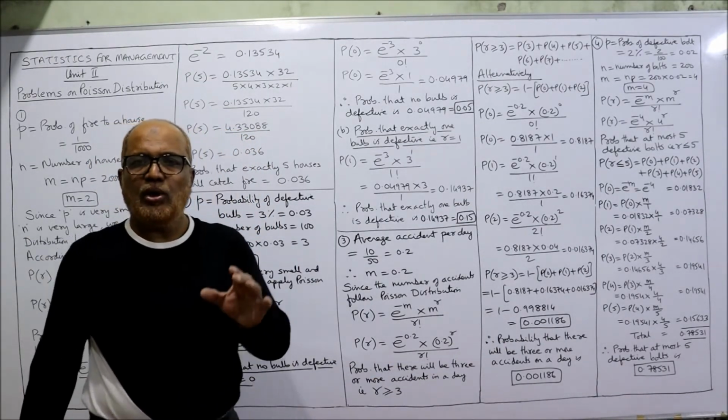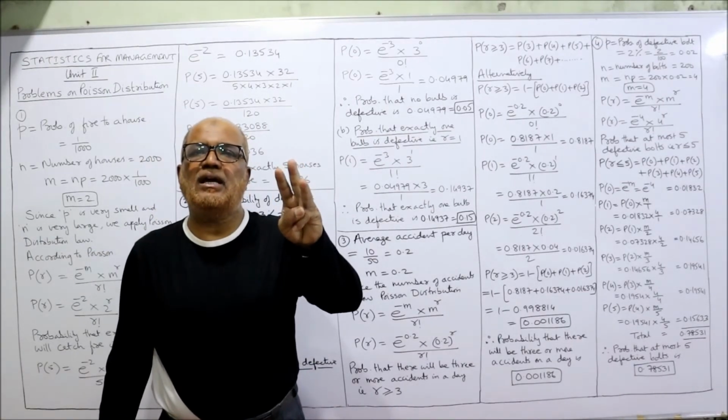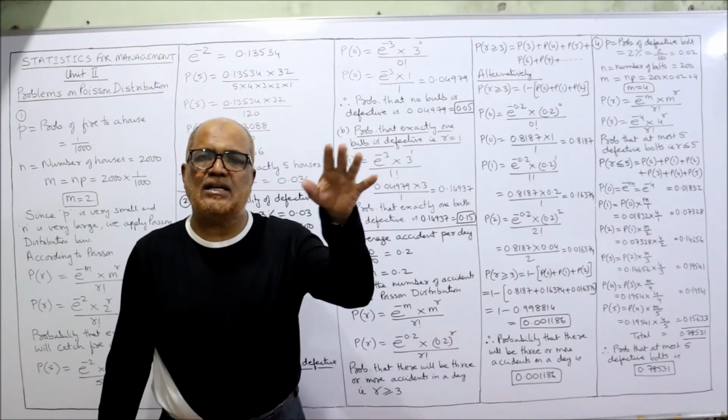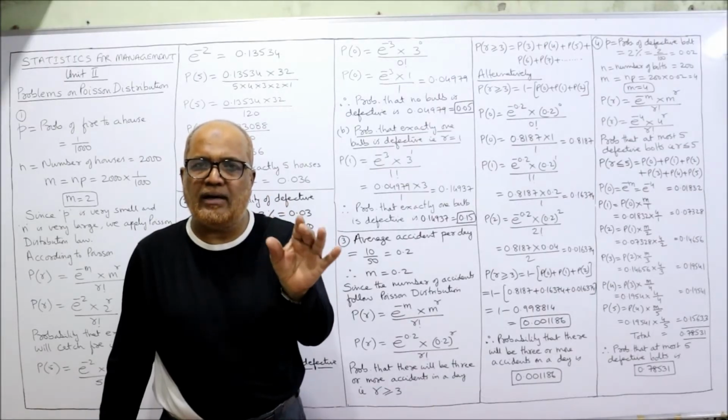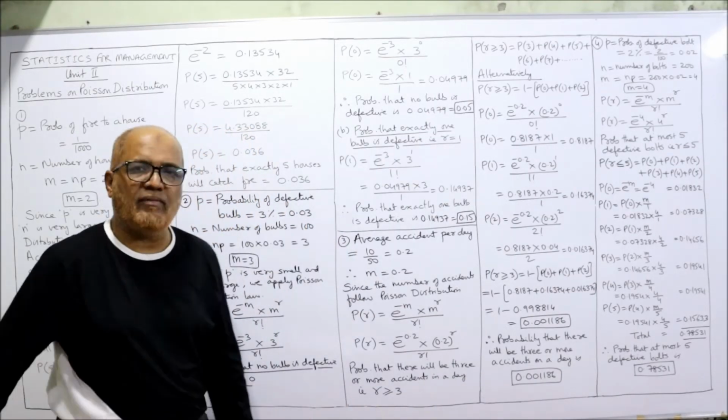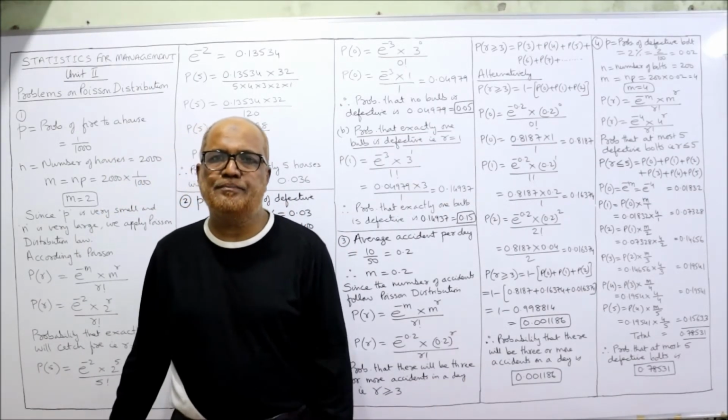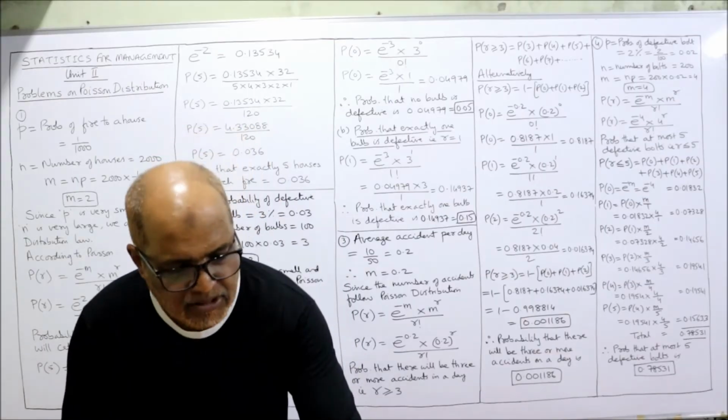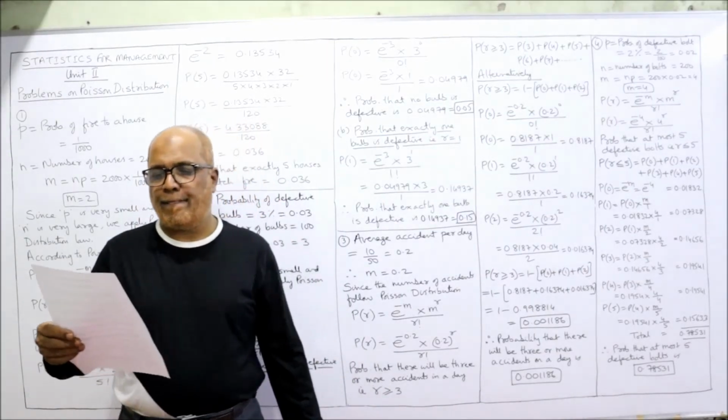So the probability that 3 or more accidents take place on a particular day is 0.001186. That's all. 3 problems I have completed. Now see the 4th problem.